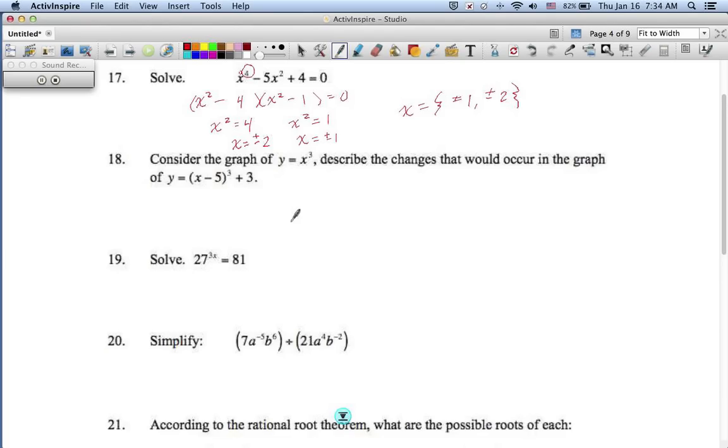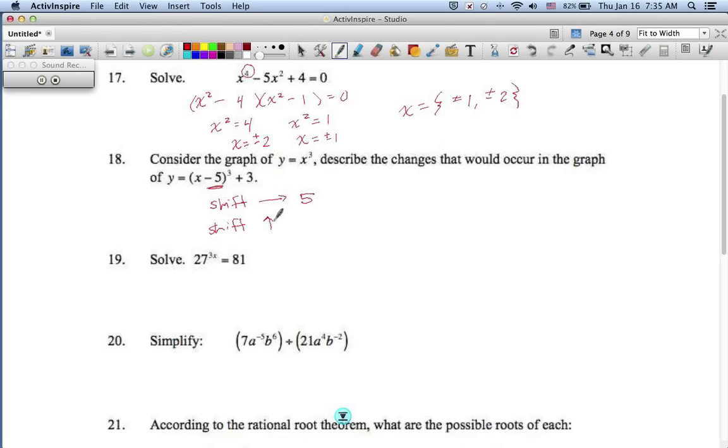Consider the graph of y equals x cubed. Describe the changes that would occur in the graph of y equals (x minus 5) cubed plus 3. Well, it'll shift right 5, and I'll shift up 3.